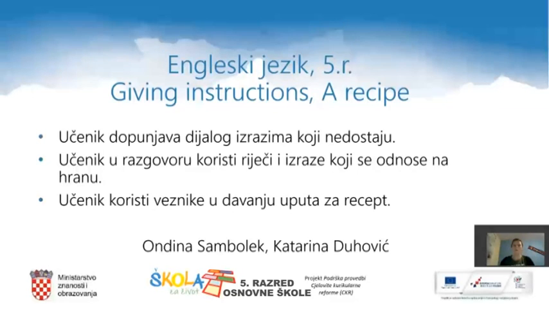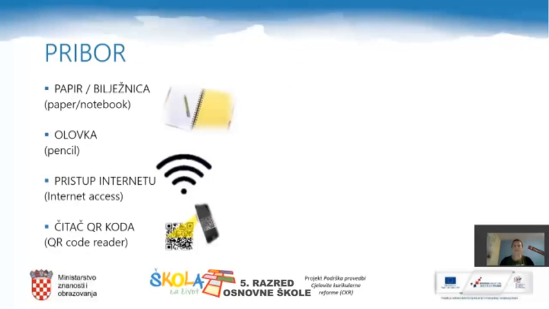Today, we are going to talk about giving instructions in a recipe. By the end of this lesson, you will be able to complete the dialogue with the missing phrases. You will be able to use words and phrases related to food in a conversation, and you will be able to use linkers when giving instructions in a recipe. For today's lesson, you will need a paper or a notebook, a pencil, internet access, and a QR code reader.